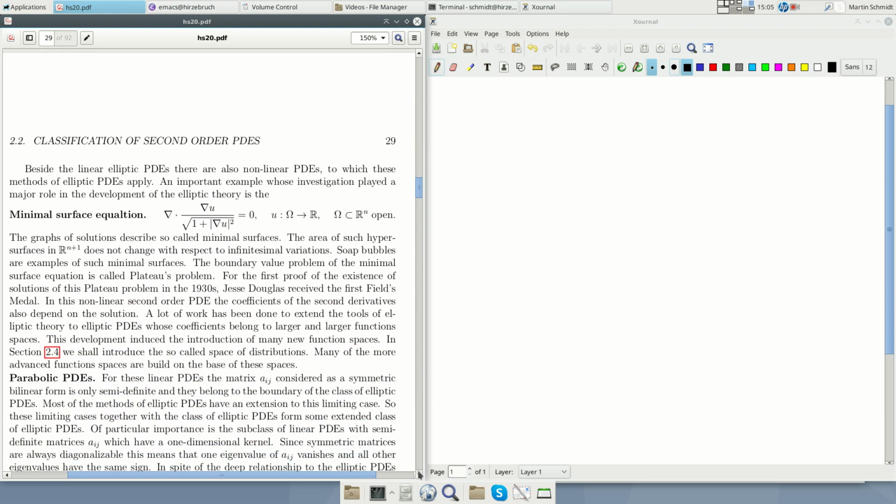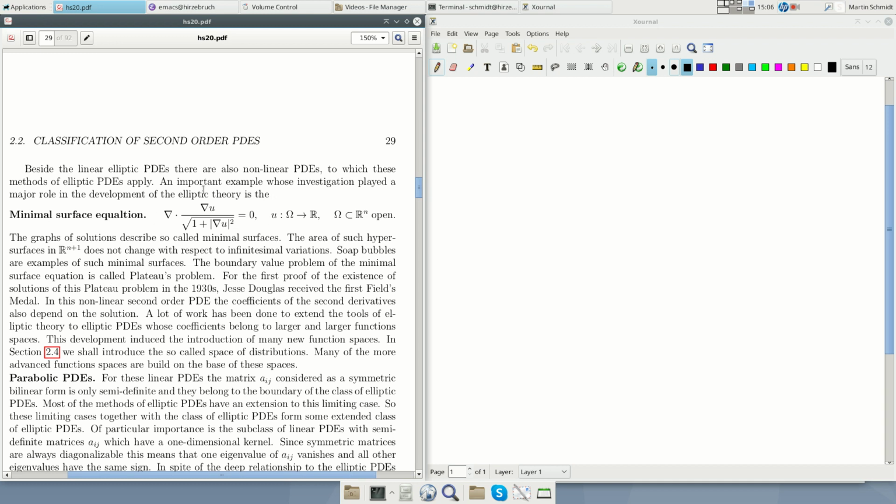later it turned out, after one already understood the linear elliptic PDEs quite well, that this carries over also to non-linear elliptic PDEs. And there is one example which played a major role in the development of the elliptic theory, and this is the minimal surface equation. The corresponding boundary value problems are called Plateau's problem.